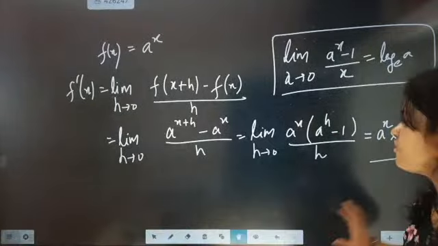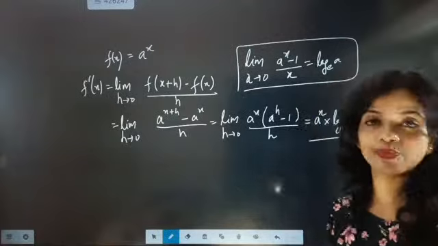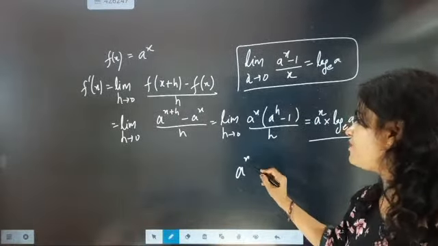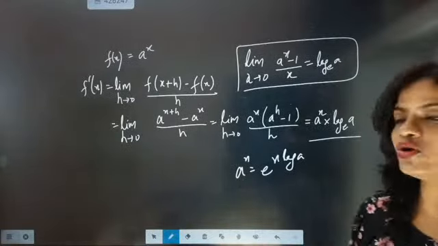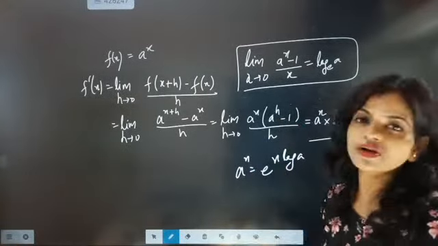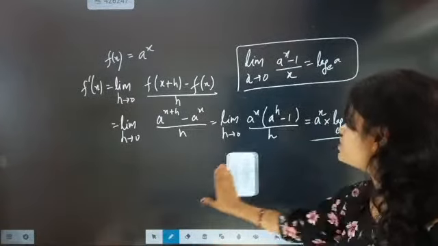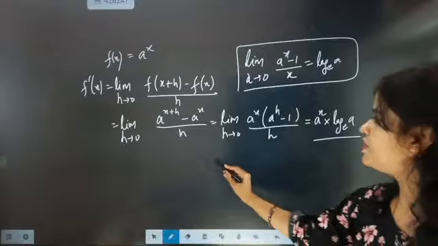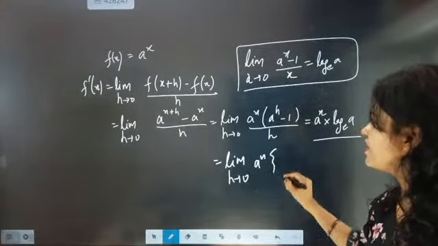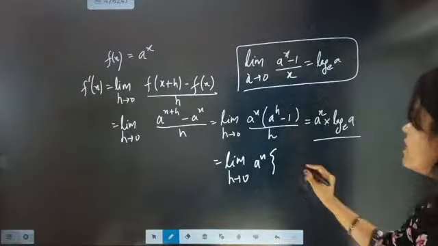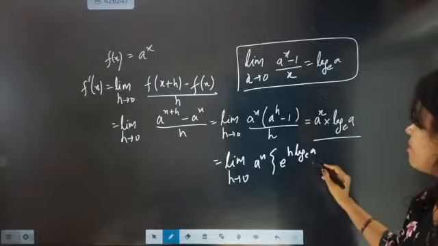I just use this formula. A to the power x can also be written as e to the power x log a. So if you don't want to solve by this method, you can convert it into exponential also, and you will get the answer. Here one small change I am doing and proving this point. Now look here, limit h tends to 0 is there, a to the power x is there. Now a to the power h can be written as e to the power h log e a, minus 1.